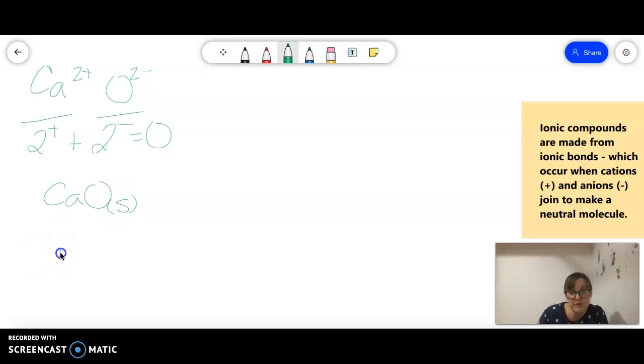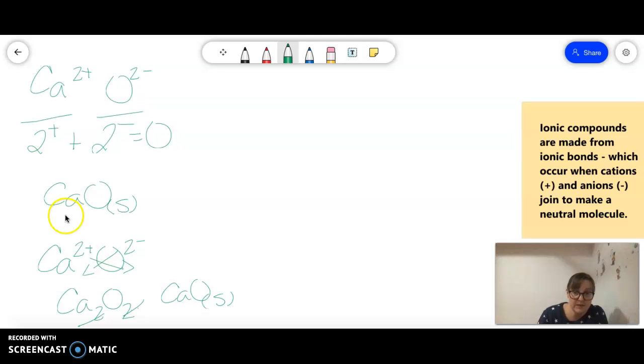Now, if you use the crossover method on this, Ca2+ and O2-, and you cross it down, you're going to get Ca2O2. But because both of these 2's are divisible by the number 2, you need to divide them by 2 to get back to your CaO solid. This is the only tricky part. If you, in grade 9, left it at Ca2O2, I would say to you, you're almost there. You have one more little step.